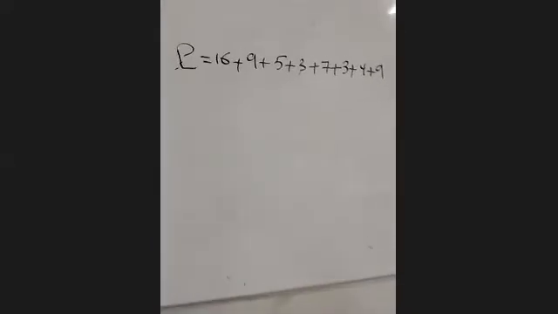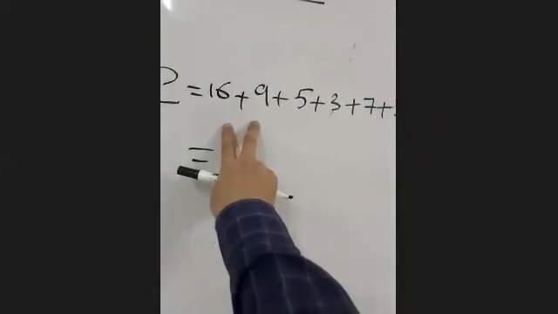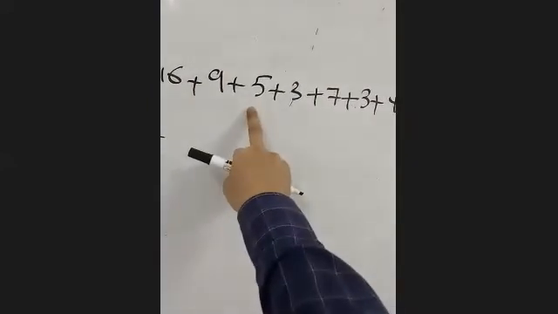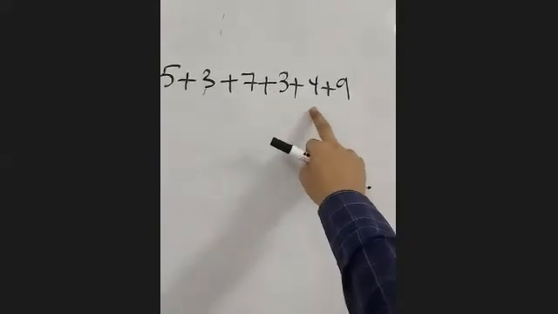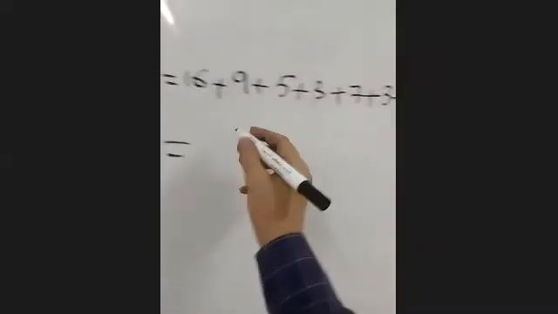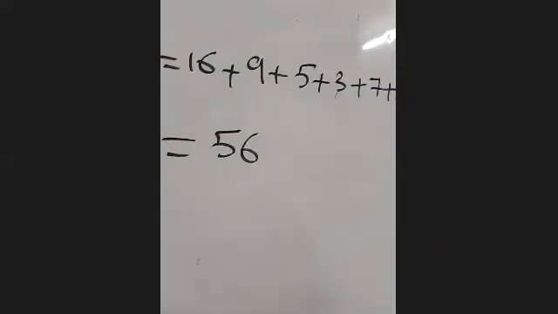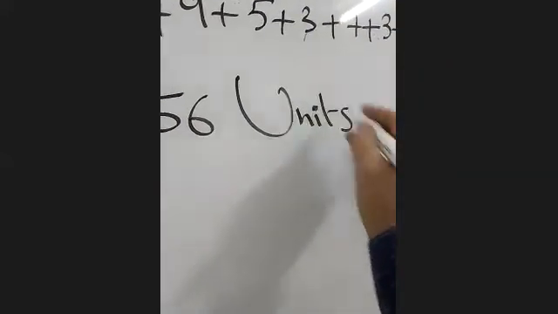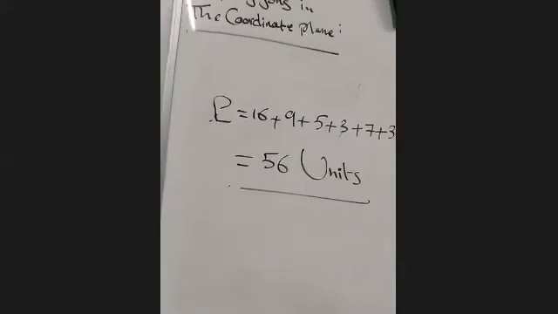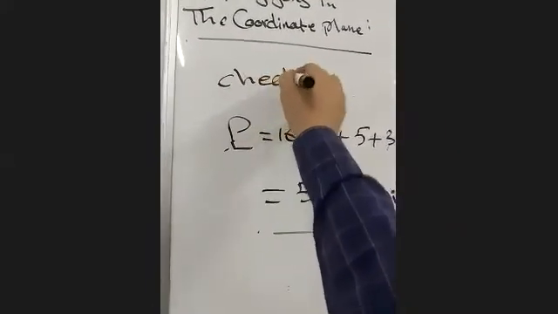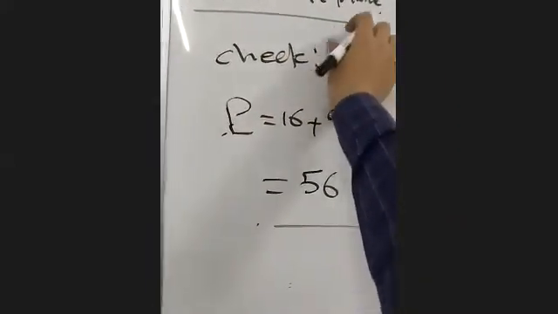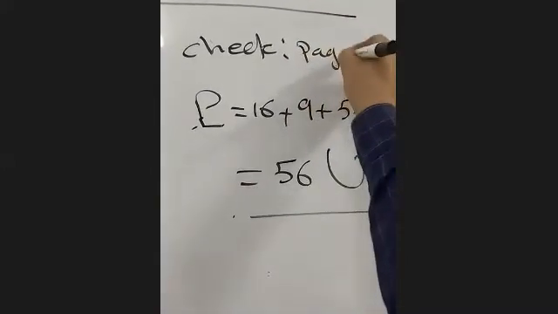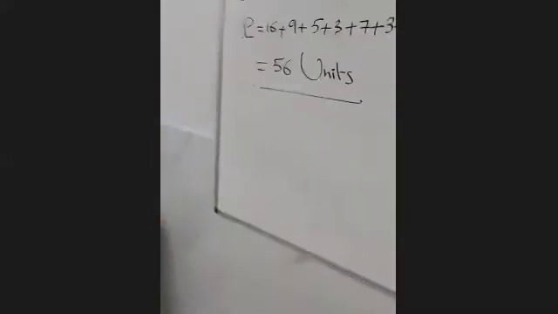Now add them: 25, 30, 40, 47, 56. 56 what? 56 units. This is the check, page 472.